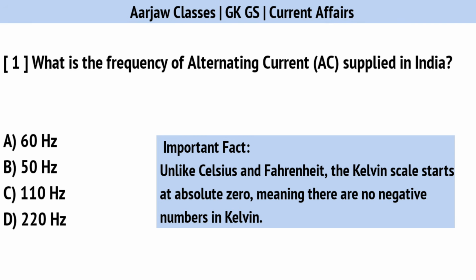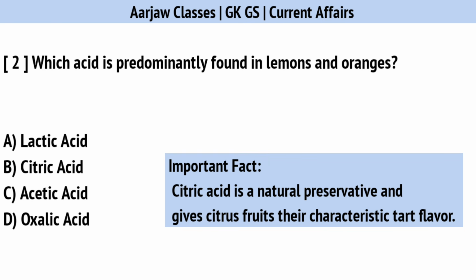What is the frequency of alternating current supplied in India? Correct option is B, 50 Hz. Which acid is predominantly found in lemons and oranges? Right option is B, citric acid.